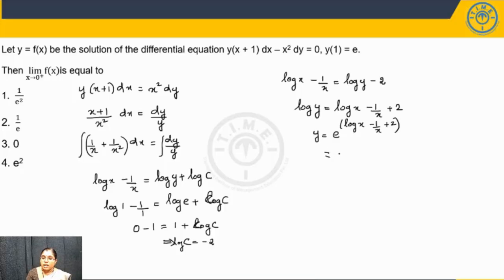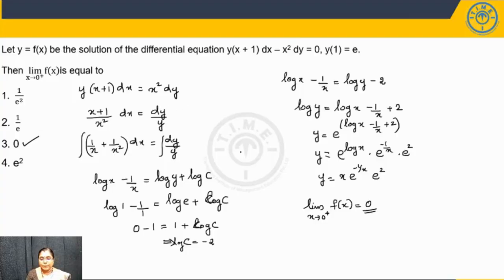Or let us write e raised to log x into e raised to minus 1 by x into e square. This is y. E raised to log x, the e raised to log gets cancelled and we'll get y is equal to x into e raised to minus 1 by x into e square. Now we need the limit as x tends to 0 plus, that is the right hand limit as x tends to 0. But here we have an x quantity, so we can say that the limit will be equal to 0. So the limit as x tends to 0 plus of f of x will be equal to 0. So the required answer is option 3.